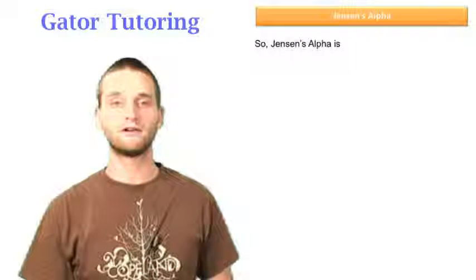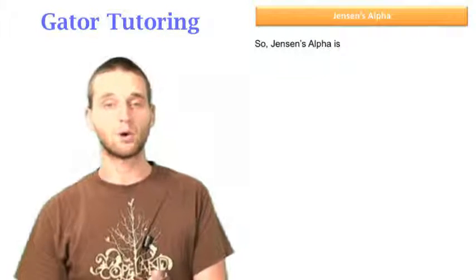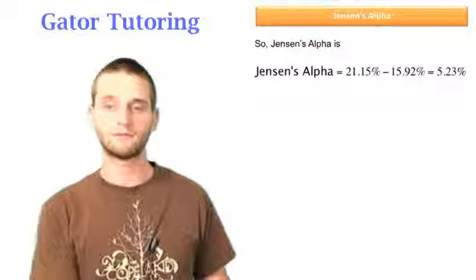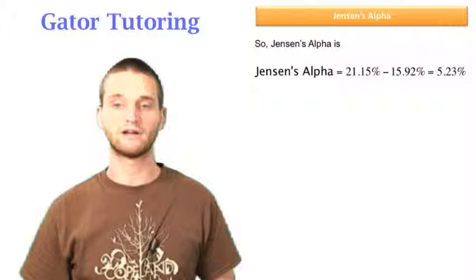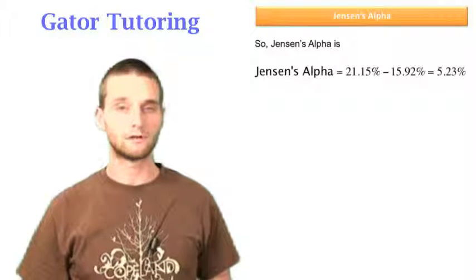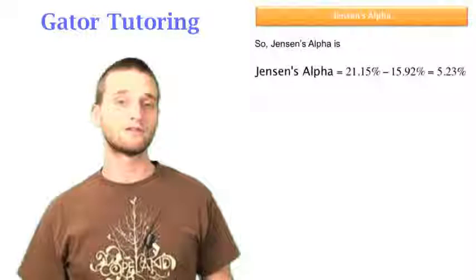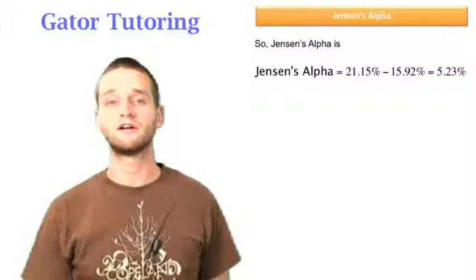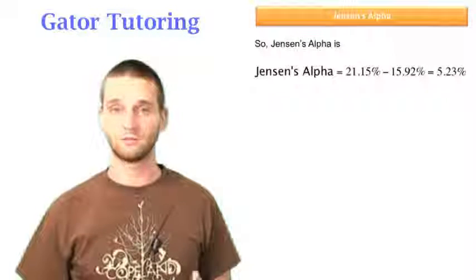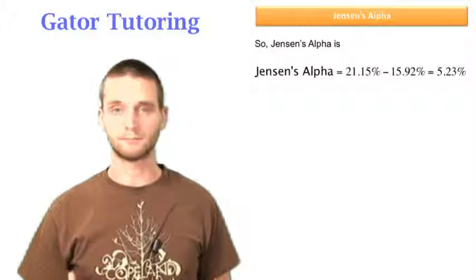Again, Jensen's alpha is the difference of the average rate of return and the expected or required rate of return. So Jensen's alpha is the 21.15% minus the 15.92%. That gives us an alpha of positive 5.23%. Now the sign on this is important. If Jensen's alpha is positive, it means that your security actually overperformed expectations, so it did well. If Jensen's alpha was negative, it means that your security performed poorly.